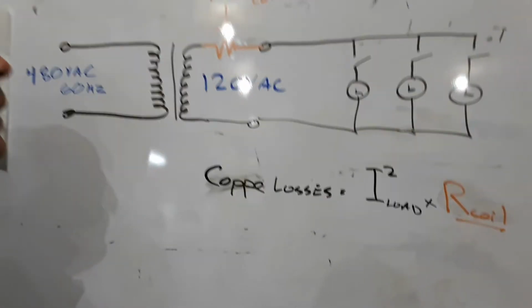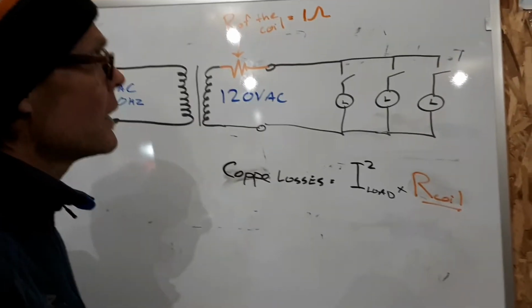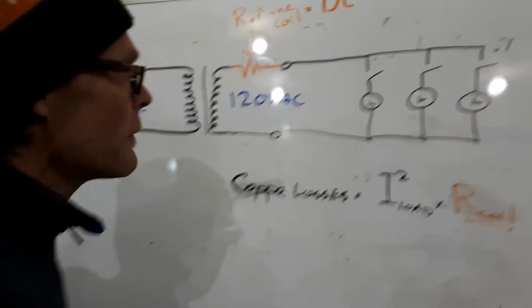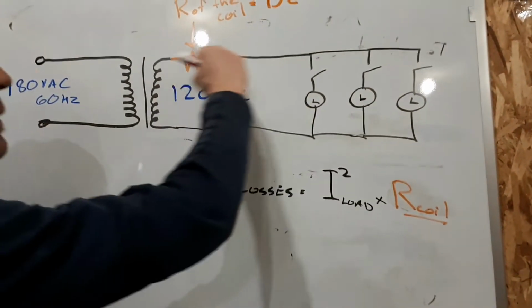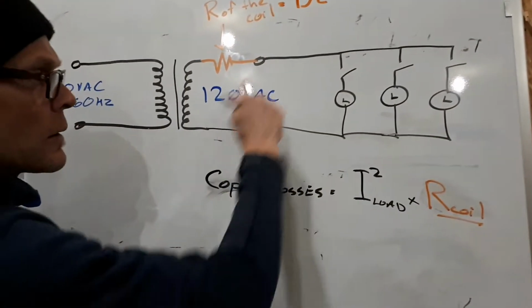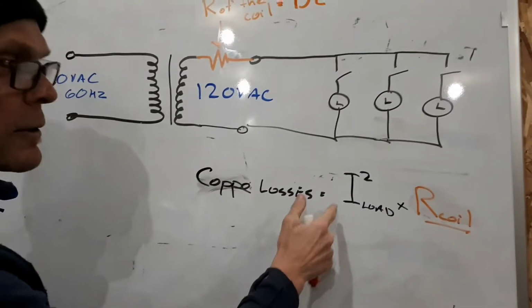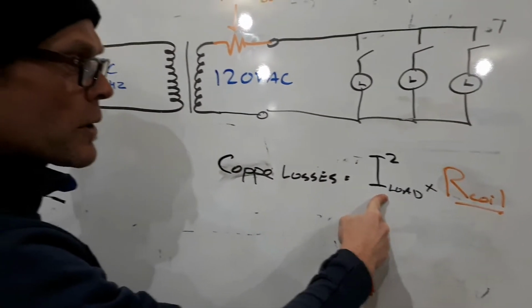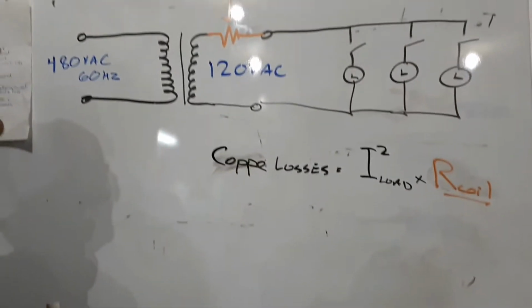So right now, I take a look at my three beautiful lights over here. Those lights right now have no switches, all open. So the current over here in our secondary is 0 amps. You and I can do that math: 0 squared times 1 is 0. So 0 copper losses right now.